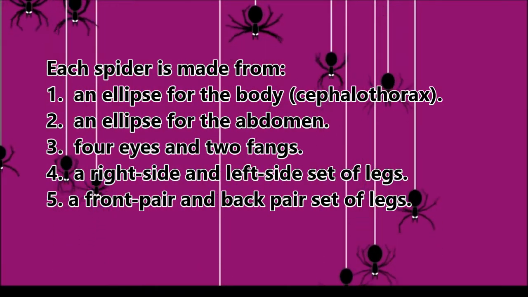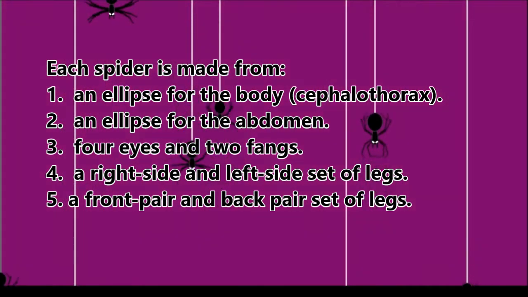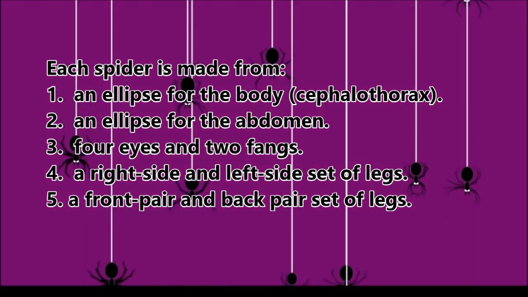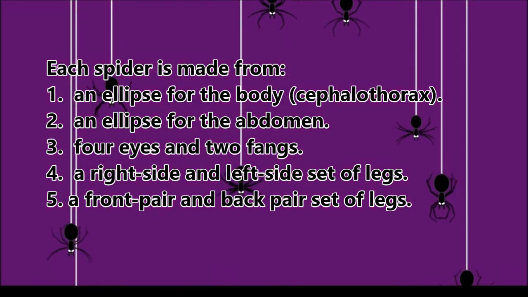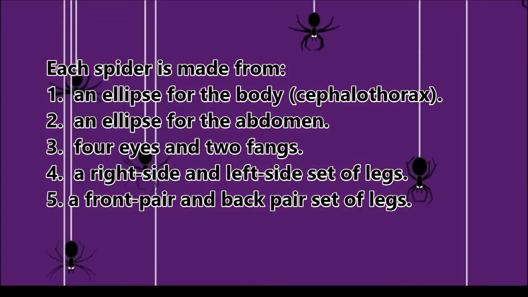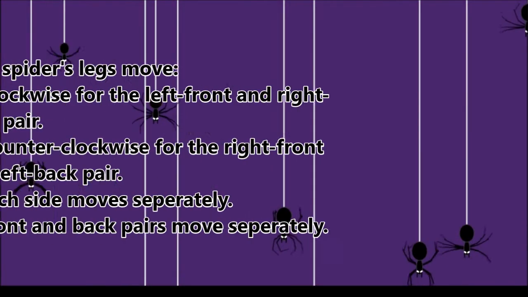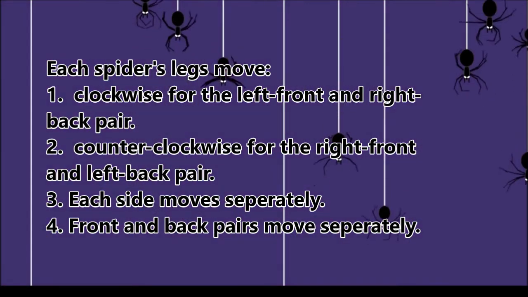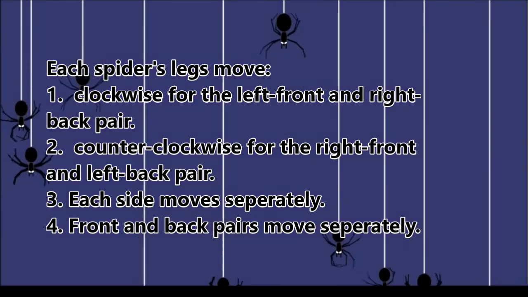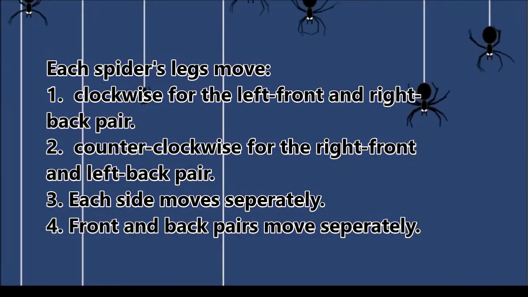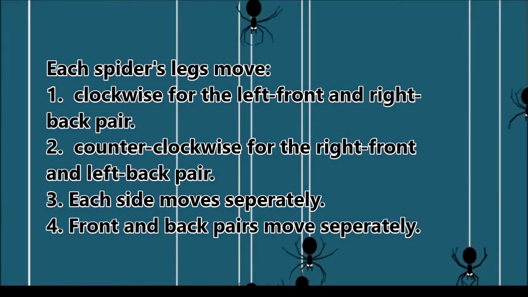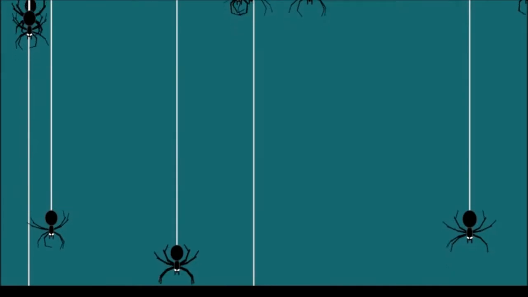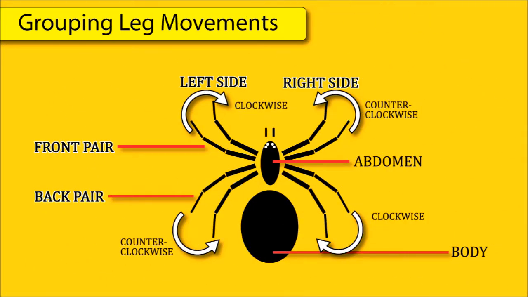process. To make a spider, we're going to use an ellipse for the body, the cephalothorax, an ellipse for the abdomen. We have 4 dots for the eyes and 2 lines for the fangs, and then we're dividing the legs up, so we have a front and back, left and right. So the legs are grouped so that some of them turn clockwise, some of them turn counterclockwise, and they move separately of one another so that they're not all fanning at the same time or moving like a sine wave.